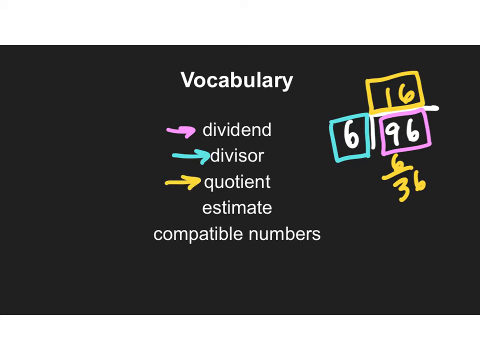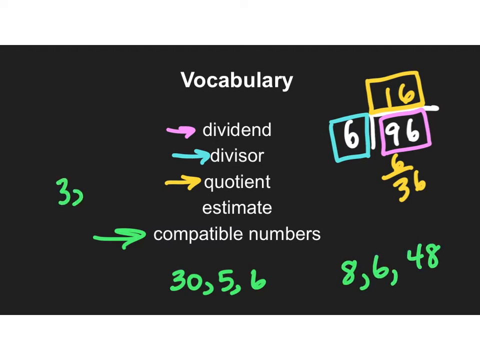Okay. Now, to estimate means we're going to round both the dividend and the divisor to come up with an estimated quotient. And I'll talk more about that in a little bit. Compatible numbers is what I talked to you about on the previous slide. So compatible numbers might be 30 and 5 and 6. Compatible numbers might be 8 and 6 and 48. Compatible numbers might be 3, 5, and 15. Numbers that work very well together, work evenly together. Like I said, what I think of as fact families.